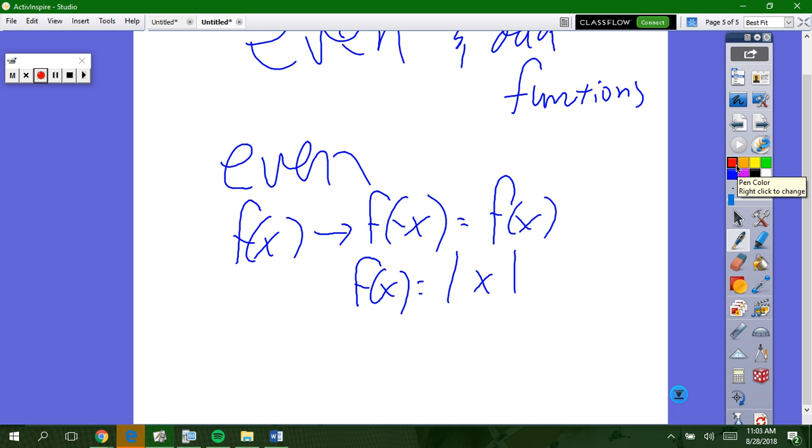Okay, so let's check to see if it is an even function. Remember, I'm going to replace the f of x with f of negative x. And for those that remember, what does that mean? I'm going to replace everything in this equation that has an x in it with a negative x, correct?